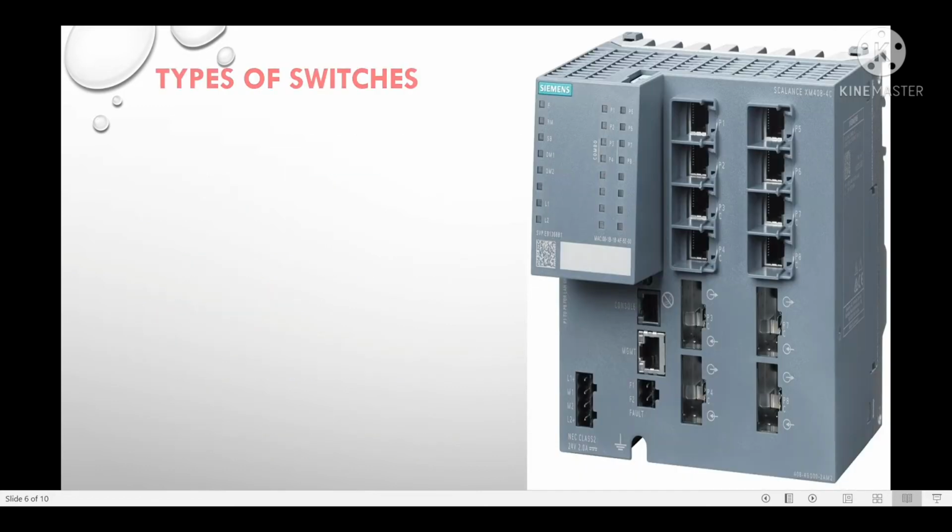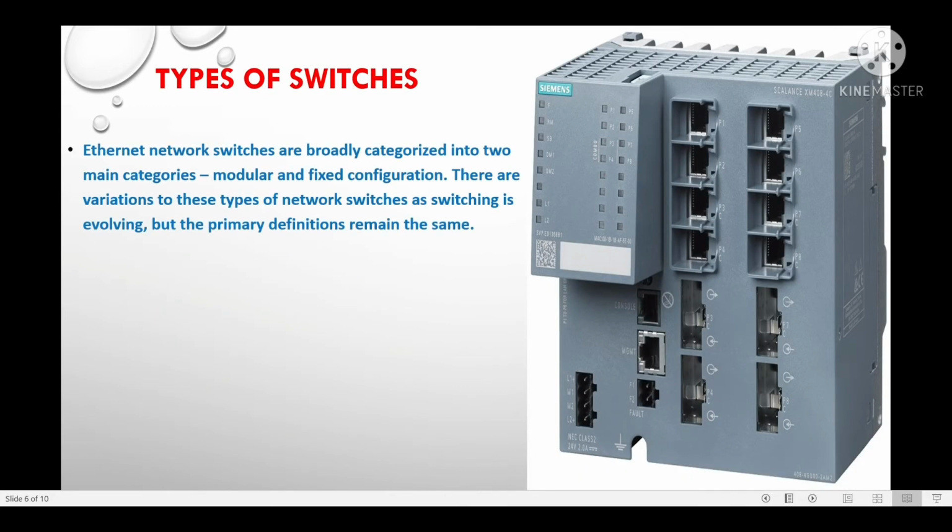Now let us see what the types of switches are. Ethernet network switches are broadly categorized into two main categories. One category is the modular switch, and another category is the fixed configuration switch. There are other variations to these network switches as well, however, the primary definition remains the same.